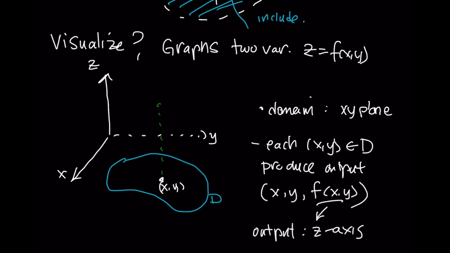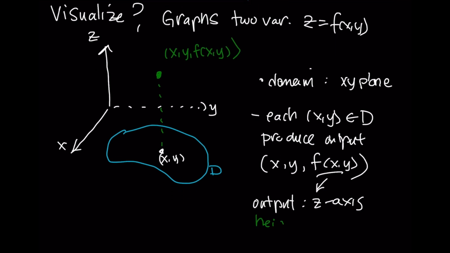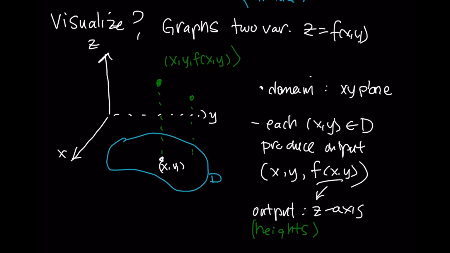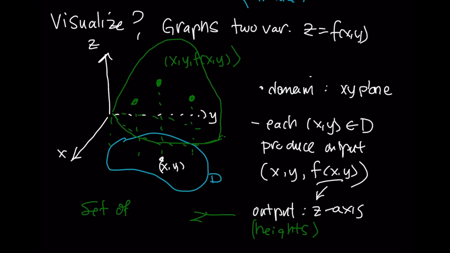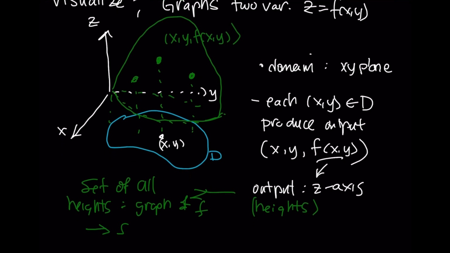This is going to generate some dot, and that single dot represents the height of the function. Every single input would create a single output. Remember, it's a function. What we would find is that we would generate a graph of our function. The set of all heights is the graph of this function f. Now, generally speaking, the graph of a function will be a surface in R3.